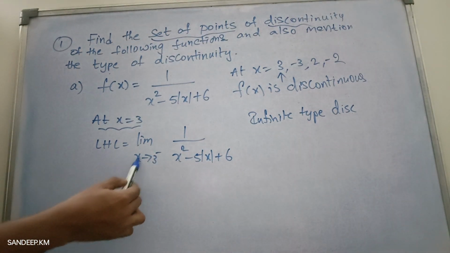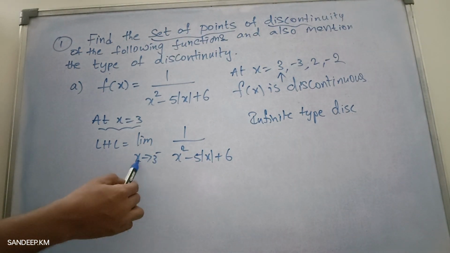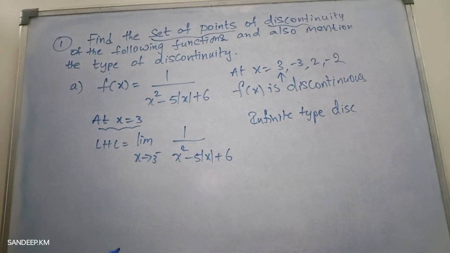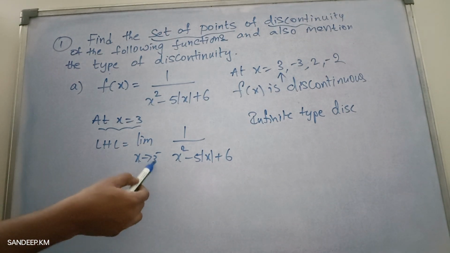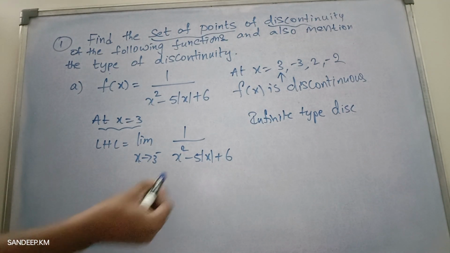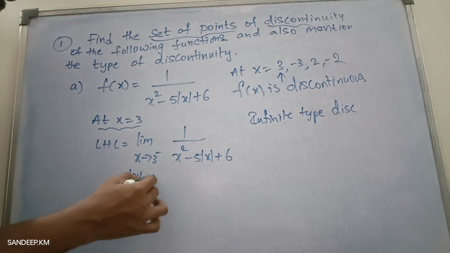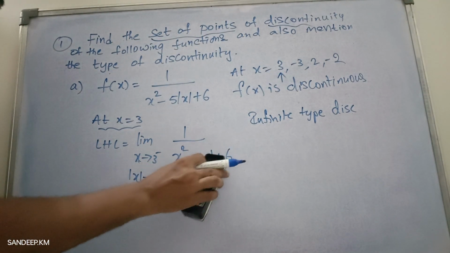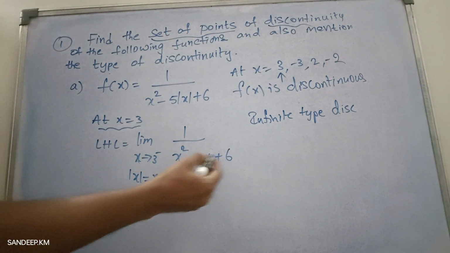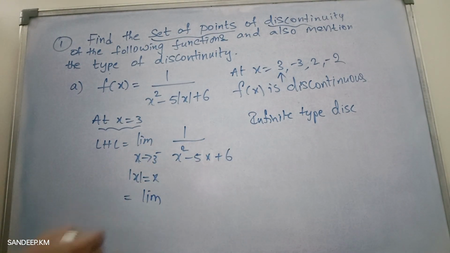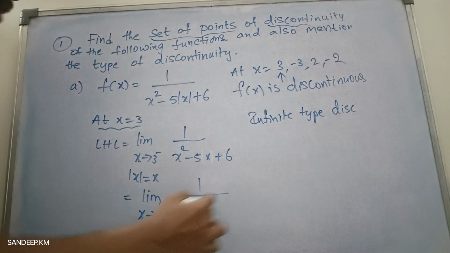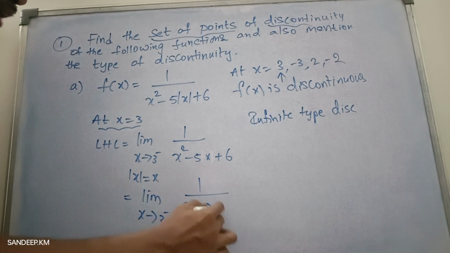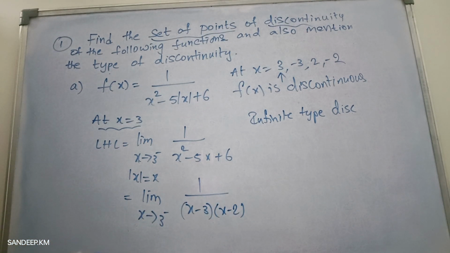Dear students, x is approaching 3 from the left side, which means x is just less than 3. But x is positive. When x is just less than 3, x is positive only. Since x is positive, we will write mod x as x. So I can remove this modulus. After that, you know how to factorize the denominator. So limit x approaches 3 minus, 1 divided by x minus 3 into x minus 2.